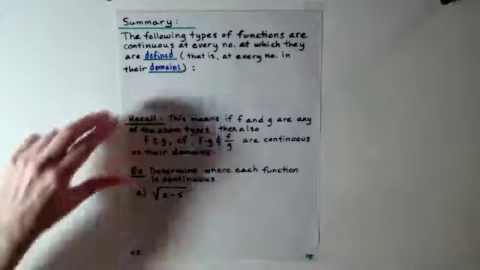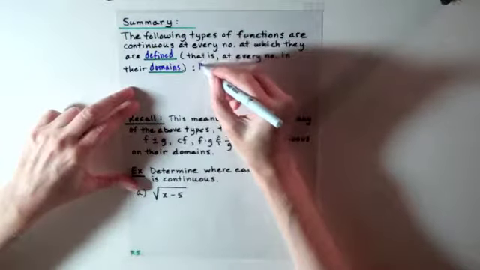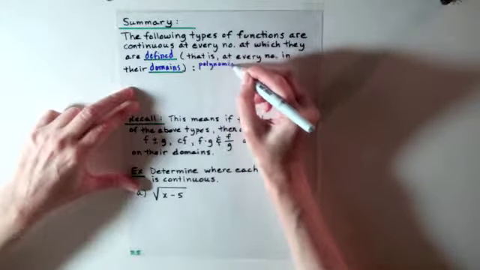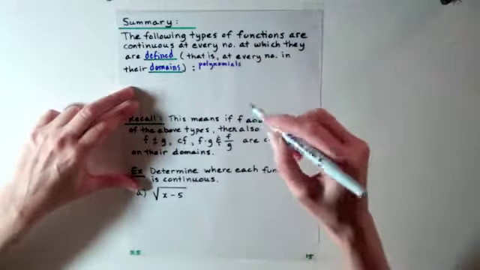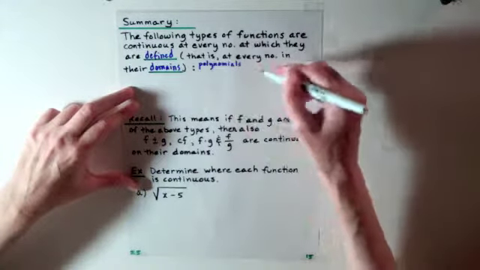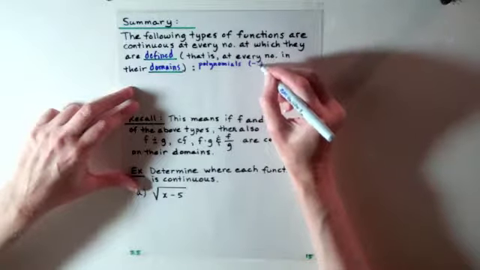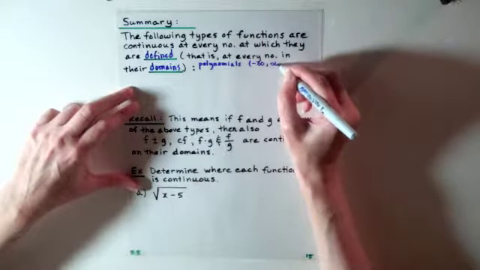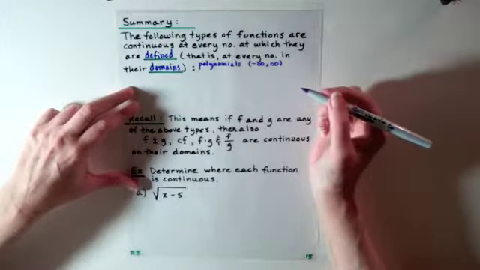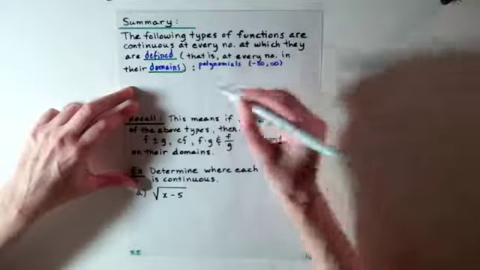We've talked about a number of different functions, for example, polynomials. And they will be continuous at every number at which they are defined. And what numbers are those? Just remember, for polynomials, they are defined everywhere from minus infinity to infinity, so they are continuous everywhere from minus infinity to infinity. We say they are everywhere continuous.